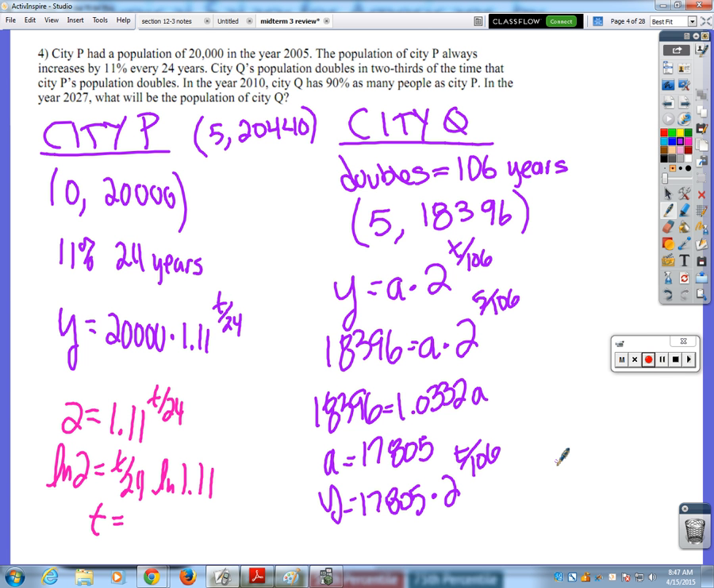So in the year 2027, what will be the population of city Q? Now that's an easy question to answer. You just plug in 2027 for T. So what do you get for the answer? $20,558.